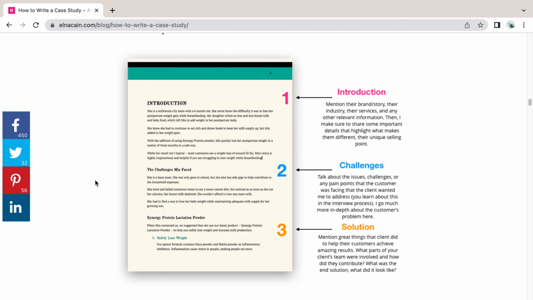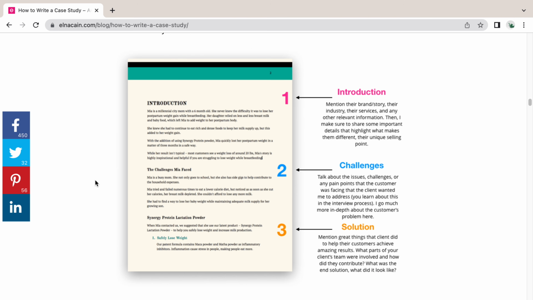Mia is a millennial stay-at-home mom with a 6-month-old. She never knew the difficulty it was to lose her postpartum weight gain while breastfeeding. Her daughter relied on less and less breast milk and baby food, which left Mia to add weight to her postpartum body. She knew she had to continue to eat rich and dense foods to keep her milk supply up, but this added to her weight gain.